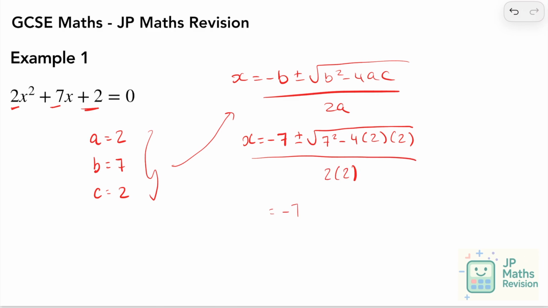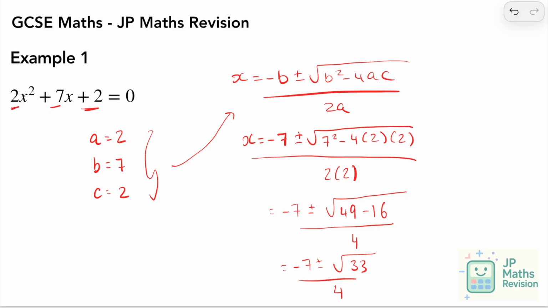So that's minus 7 plus or minus the square root of, 7 squared is 49, and 4 times 2 times 2 is 16, and 2 times 2 is 4. So we have minus 7 plus or minus the square root of 33, over 4.